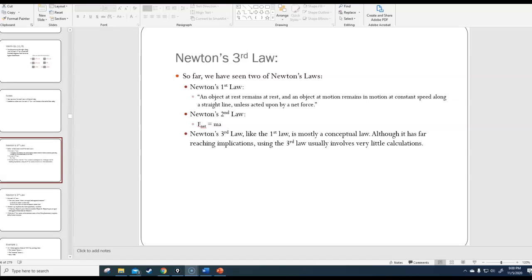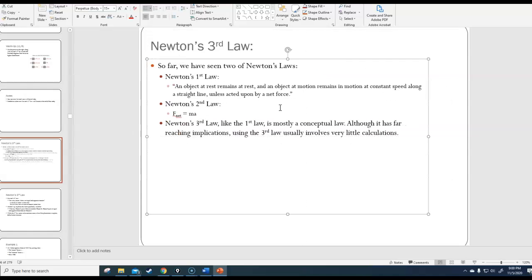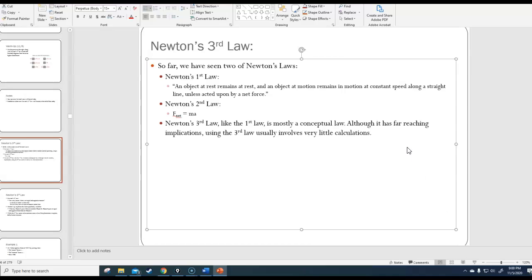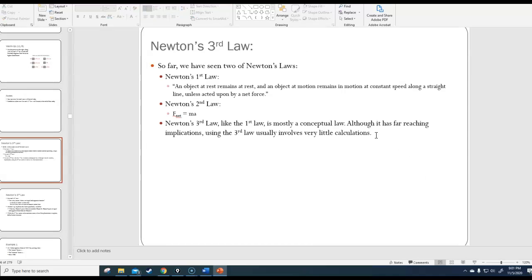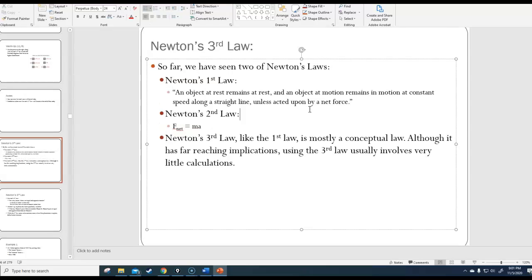Okay, so in this video we're going to talk about the last of Newton's three laws, which is Newton's third law. So just to recap, we so far have seen two of Newton's laws. Newton's first law says that an object at rest remains at rest, and an object in motion remains in motion at constant speed along a straight line unless acted upon by a net force.